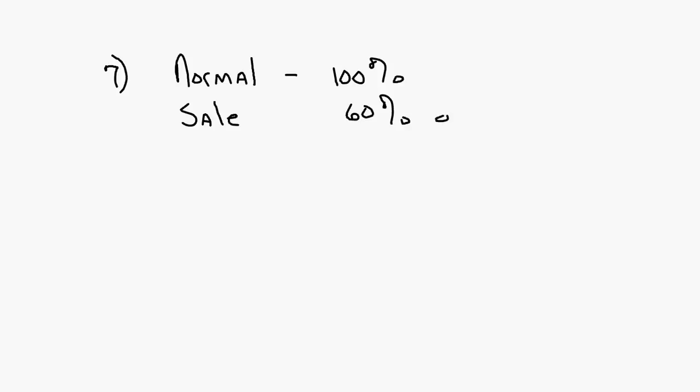Number 7, a dress that normally costs $76.50 is on sale for 60% off. What is the sale price of the dress? Look, if it's normally $76.50, your normal price is going to be 100%. It's on sale for 60% off, so the sale is 60% off. So if you subtract 60 from 100%, you're left with 40%.